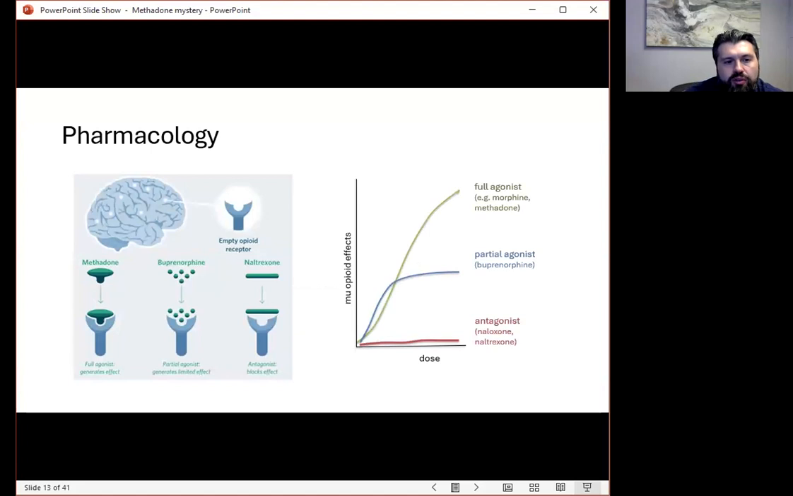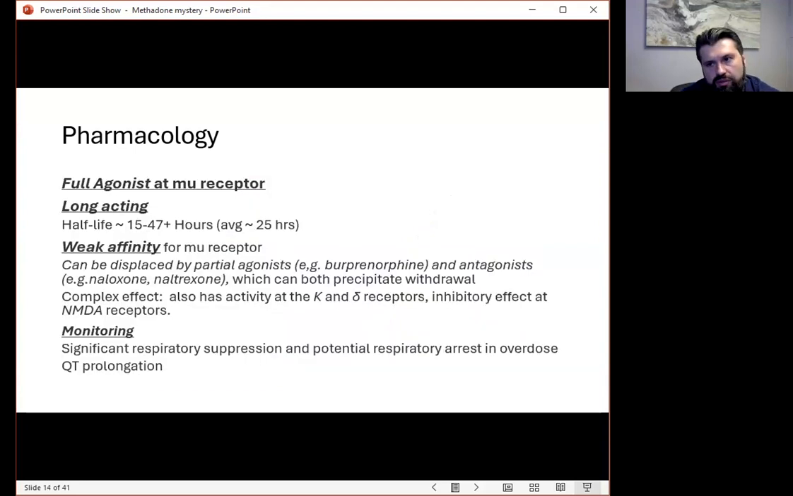So again, looking at all 3 different forms of MOUD, I think many of you are familiar with buprenorphine and naltrexone, but just for review here, methadone is a full agonist, right? So it just activates all the mu opioid receptors in the brain, whereas buprenorphine is a partial agonist and the antagonist is naltrexone or Vivitrol. So that's what's unique about methadone as compared to the other 2 forms, is that it's a full agonist at the mu receptor. It is also very long acting, can last 15 to 47 hours with an average of about 25 hours for the duration of therapy. That's why you see patients typically dosing every day when it comes to this medication.